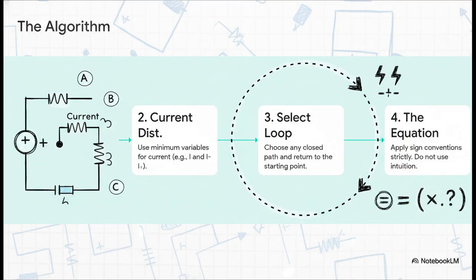First, label everything. Give every junction a name so you don't get lost. Second, figure out your currents, but do it logically so you use the fewest variables possible. Third, pick any closed loop you want. And finally, and this is the most important part, apply those sign rules we just talked about, strictly. Don't guess, just follow the rules. This whole process turns what looks like a messy puzzle into a straightforward set of equations you can actually solve.